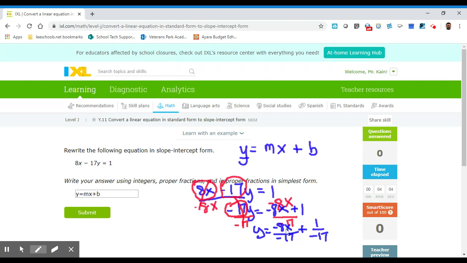Now, the only thing we need to do over here is cancel out these negatives because 8 and 17 do not divide. So the negatives and negatives become positive. Okay? So this becomes positive. So now we have our answer. Our slope is 8/17 x. So I'm going to go over here and write 8/17, positive x. And our b is negative 1/17. So I'm going to get rid of that and write negative 1/17 and hit submit.